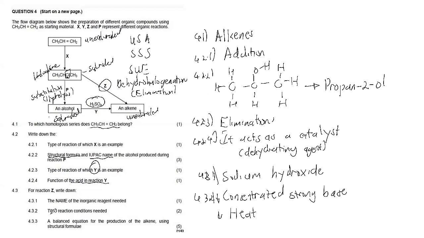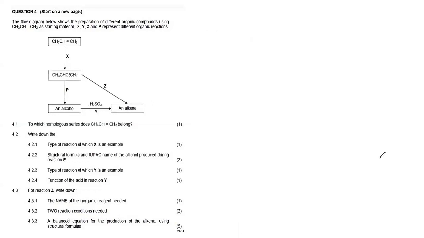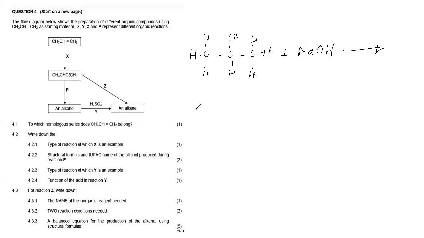Now for 4.3.3, it says, write down a balanced equation for the production of the alkene using structural formulae. So for this compound Z here, let's indicate how it happens. That means we will have our haloalkane. It's like this. We have our chlorine there, our hydrogen here. Then it reacts. We said it must react with sodium hydroxide. And then this should give us the products.